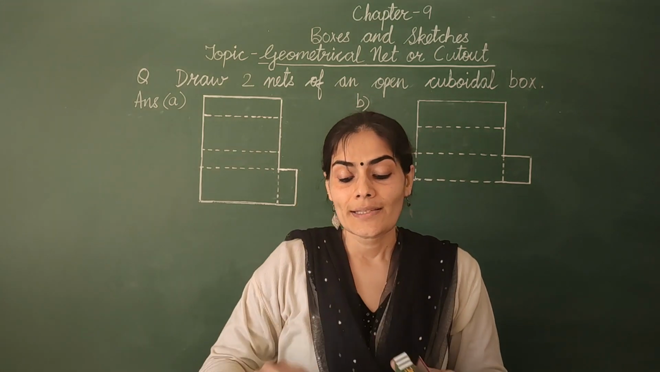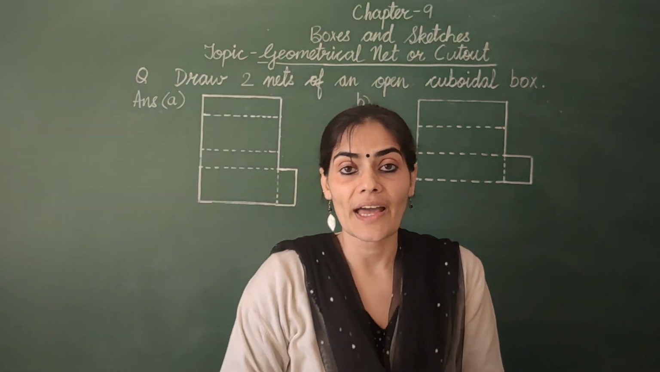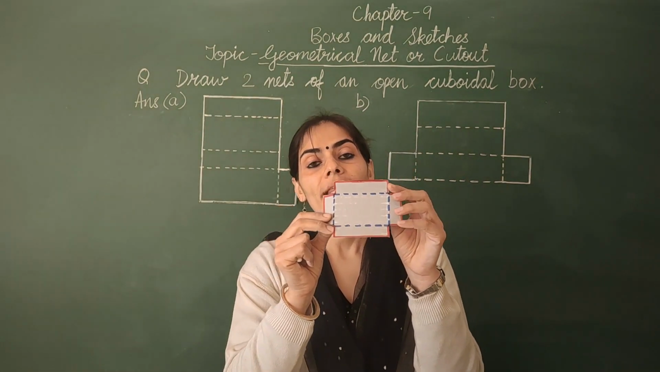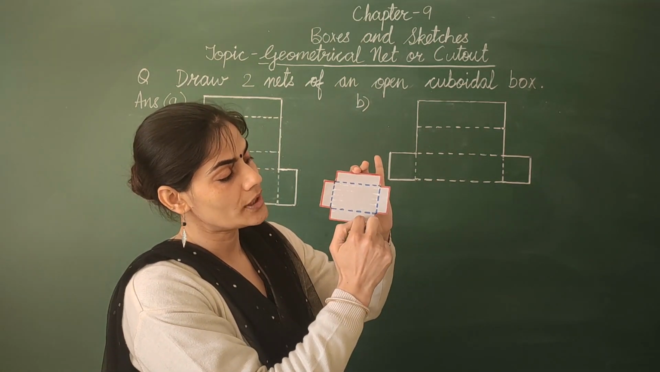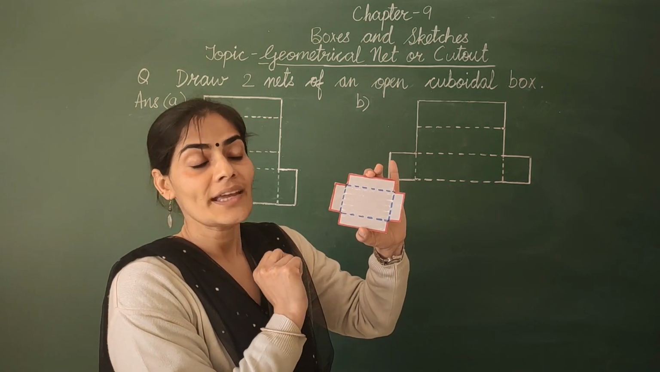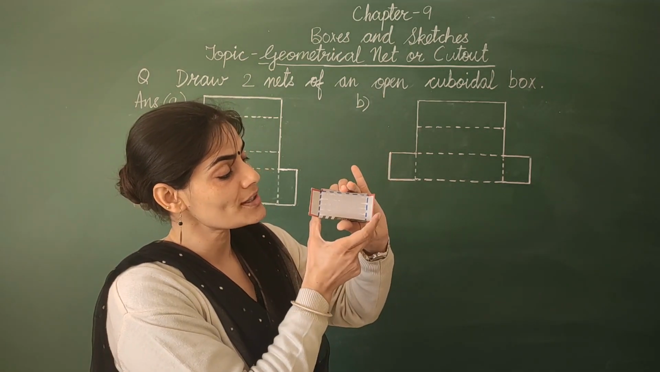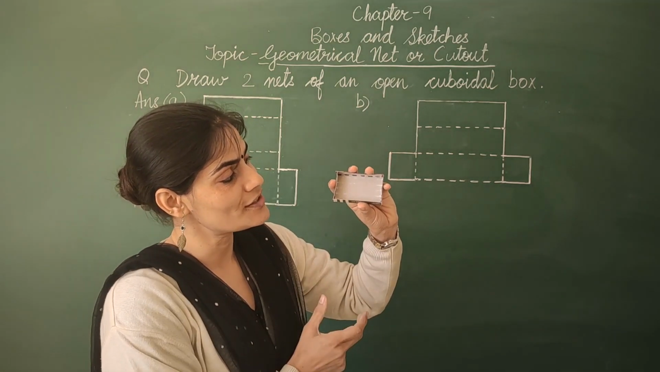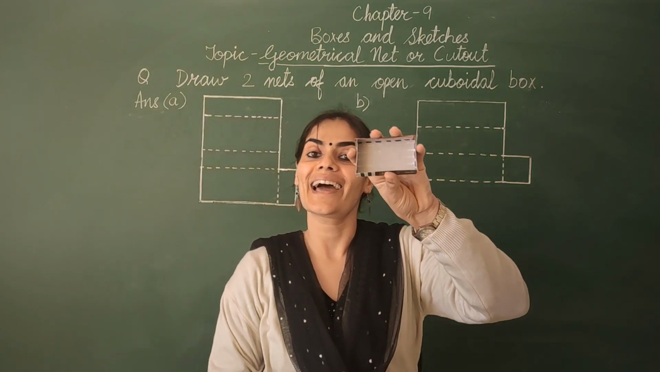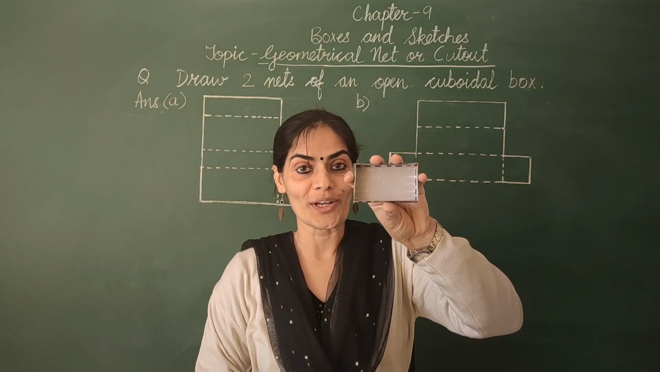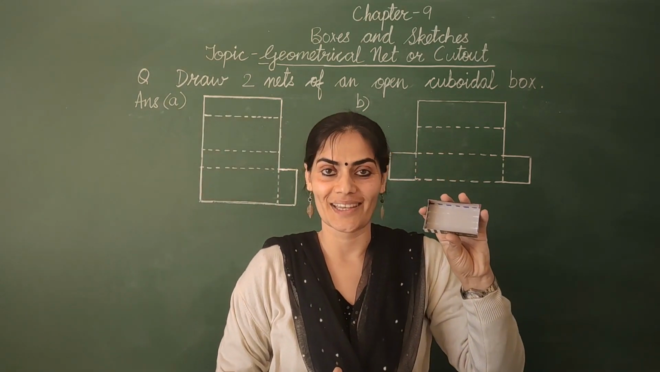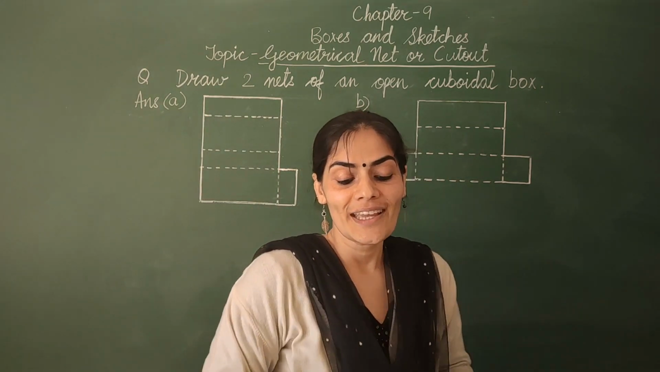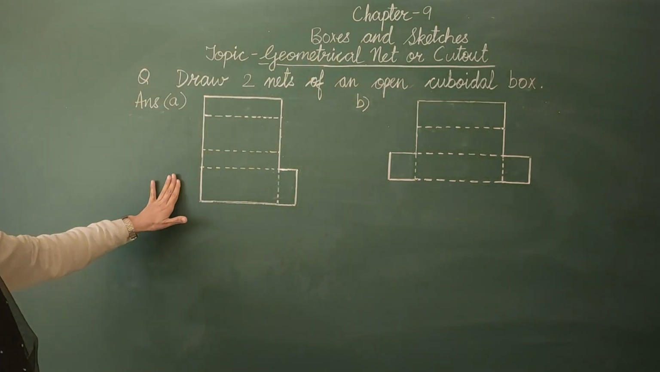Clear? Similarly, if I have this net, then how many faces do you observe? 1, 2, 3, 4 and 5. And I fold it into a box, then what will I observe, children? That again I have one open cuboidal box whose front face is missing. Have you all understood?